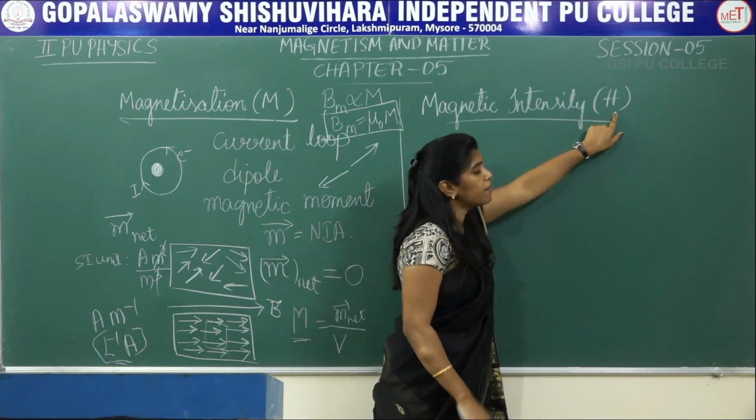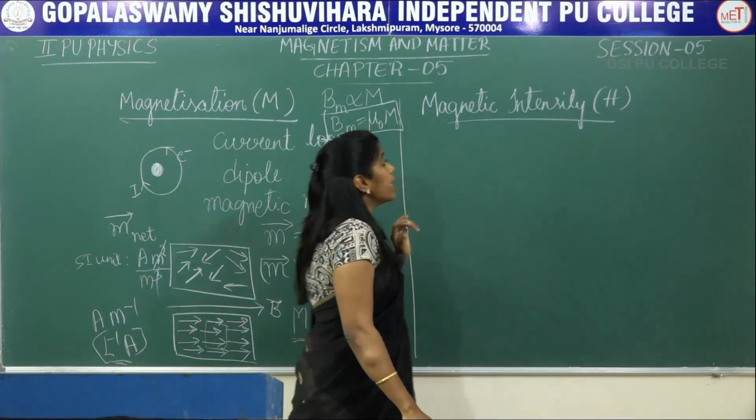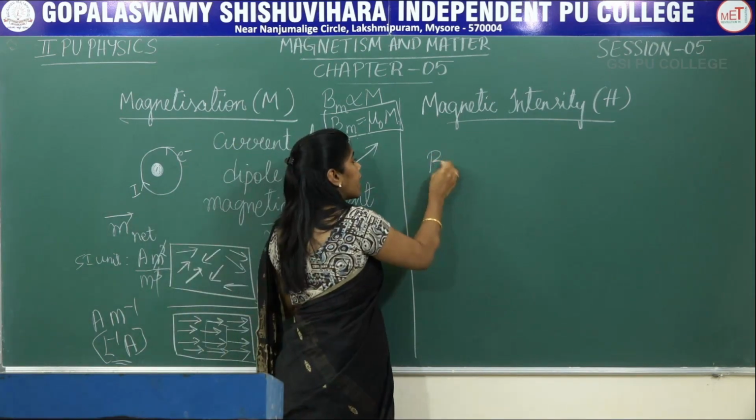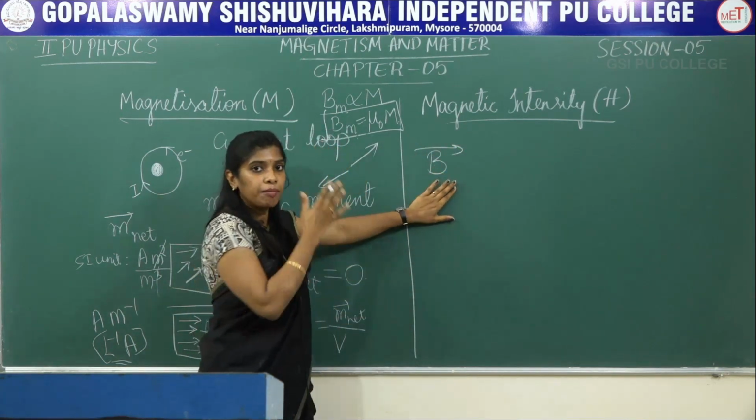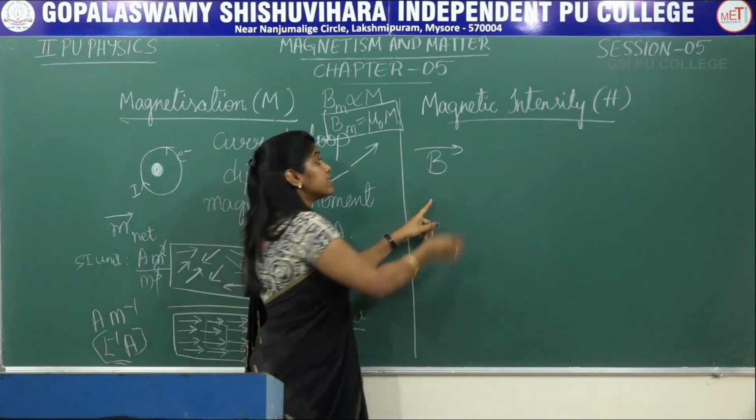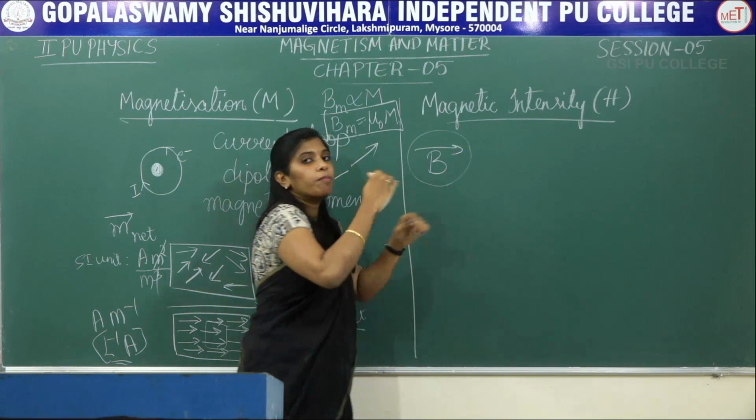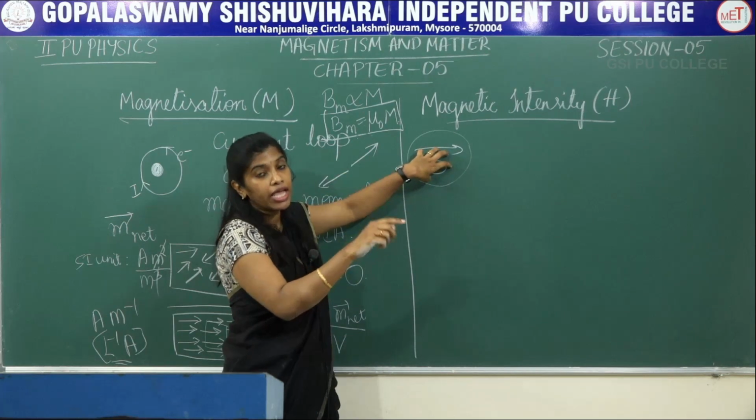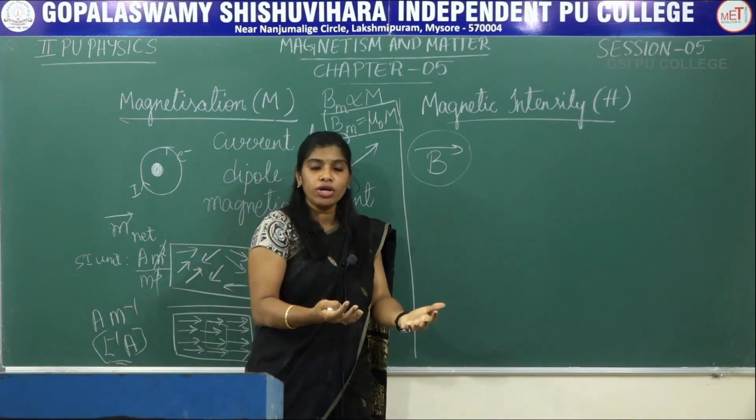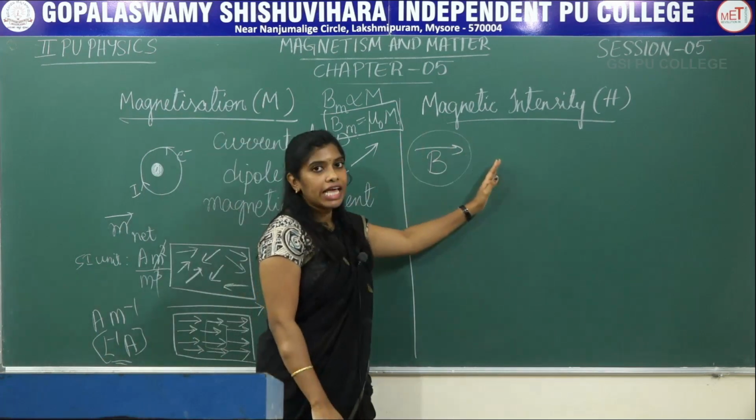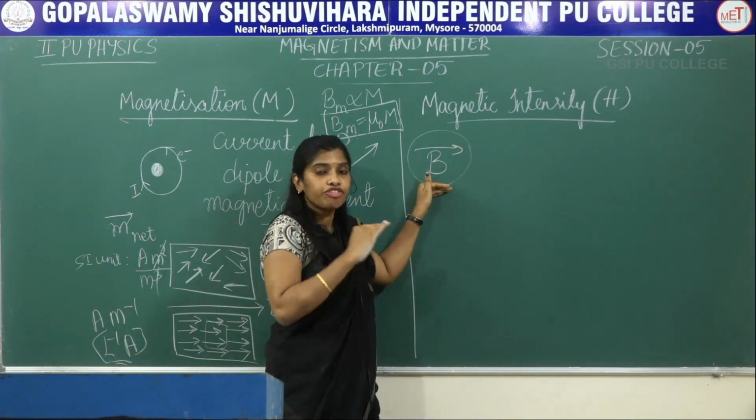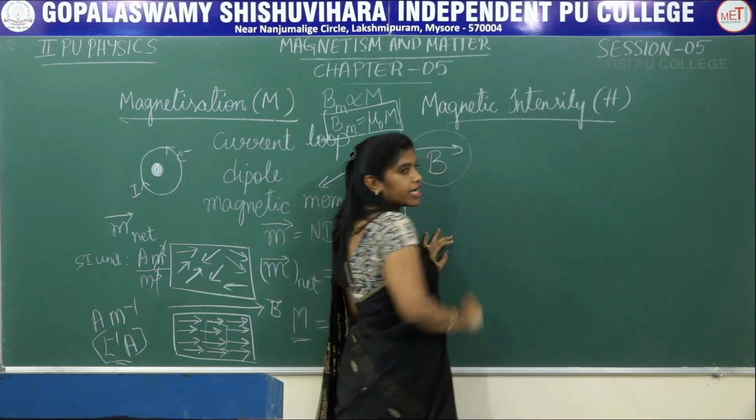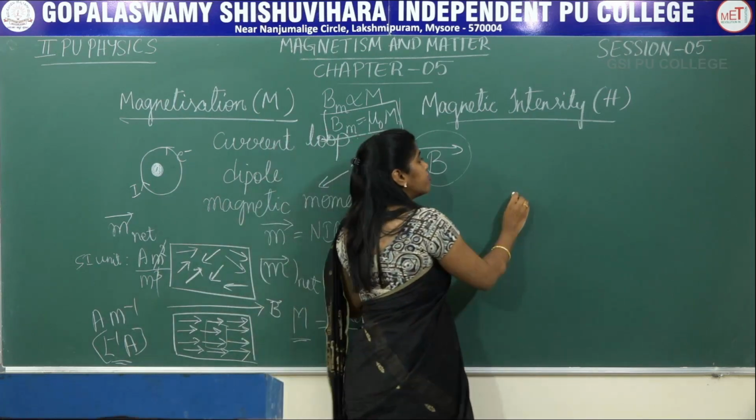Magnetic intensity is denoted by the letter capital H, and it is the ability of the magnetic field. Like if I say I am applying the magnetic field B to the material, then it is the ability of this magnetic field to magnetize the material. So whatever amount of magnetic field you are going to apply, that much the magnetic material is going to magnetize itself. So I can say the ability of the magnetic field to magnetize the material medium itself is called as magnetic intensity.